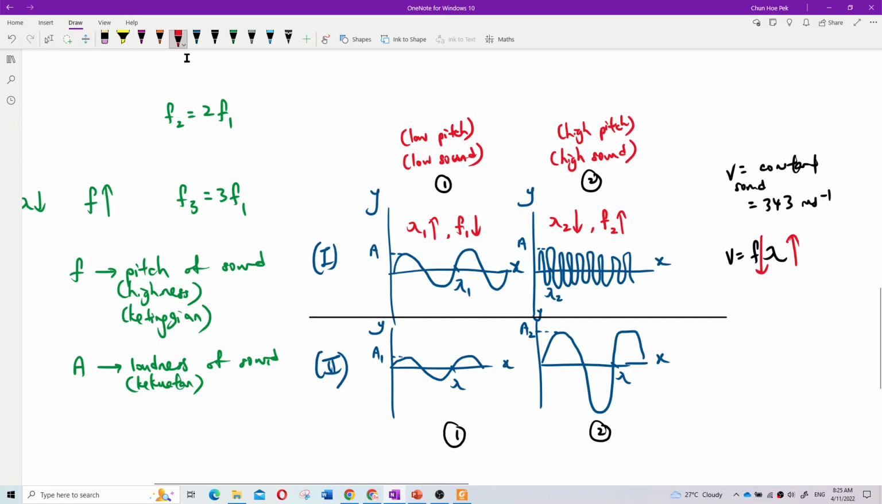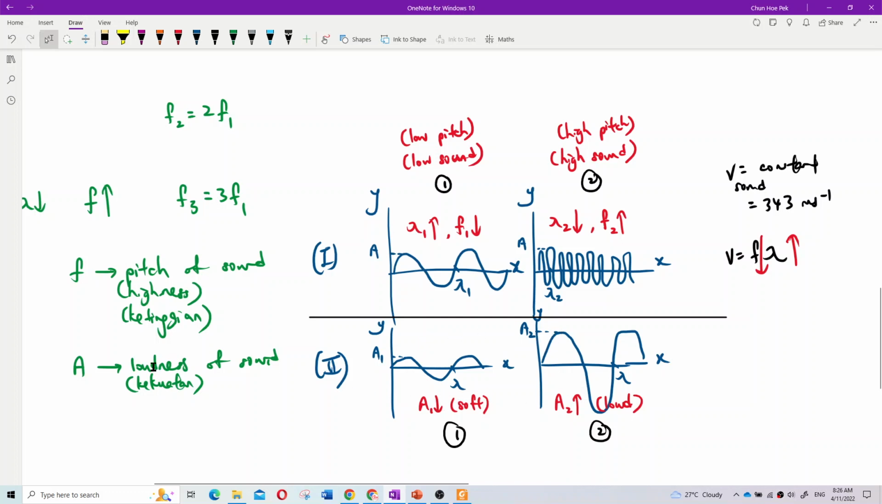Yes. So this one we can say low amplitude. This one high amplitude. But the pitch of sound is the same, because the lambda is the same. Okay. This one, we can say, is a soft sound. This one is a loud sound. So that's the meaning of amplitude.